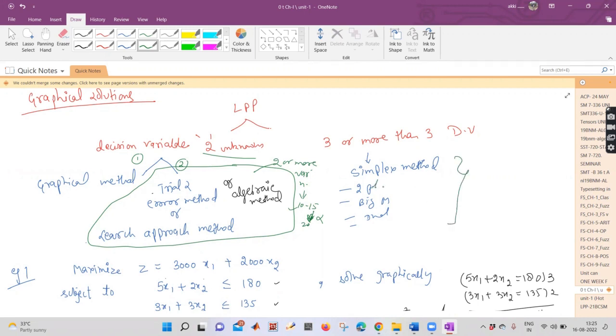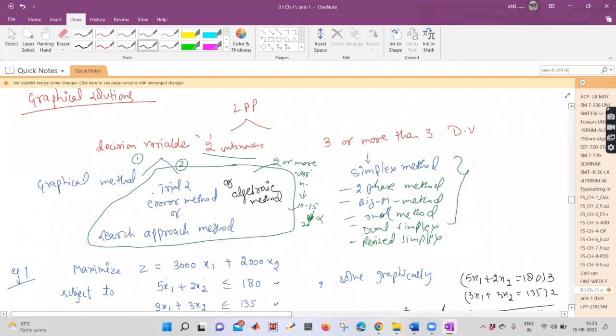Simplex method. Next, we have the two-phase method, big M method, dual method, dual simplex method, and then the revised simplex. All this we'll do with time. Today we are starting with this one. All right, so let's start.